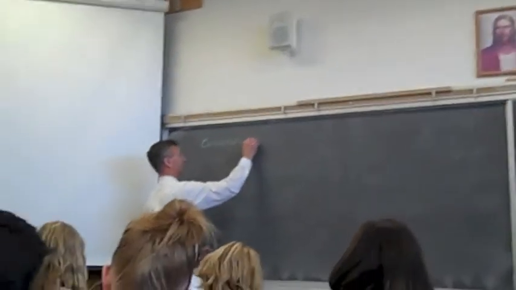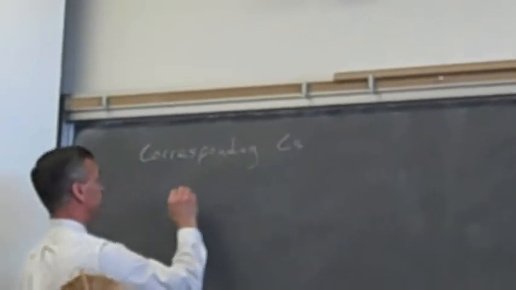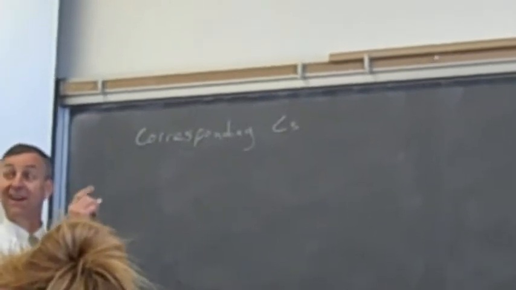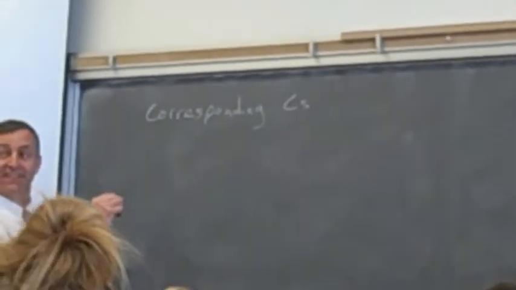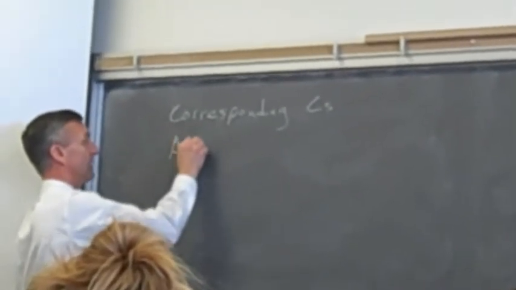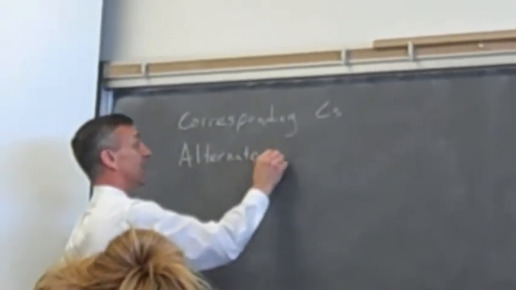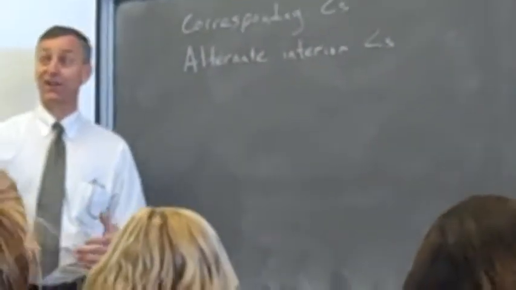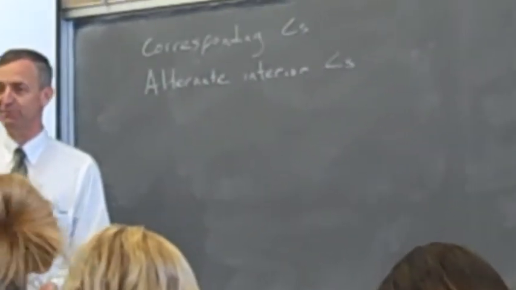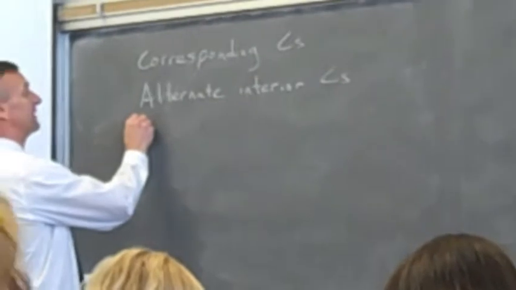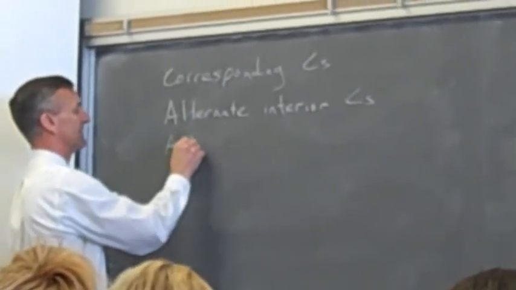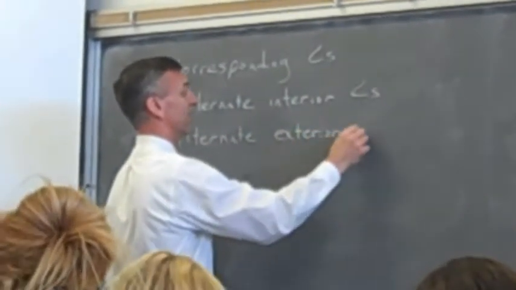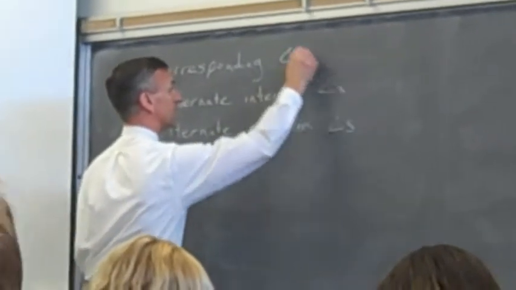Oh, corresponding. Corresponding angles? What else? You kind of put two together. Alternate interior. And then alternate exterior. So that's the exterior. There we go. You're thinking of an ulterior motive. And what other one? Alternate exterior angles. Any more?